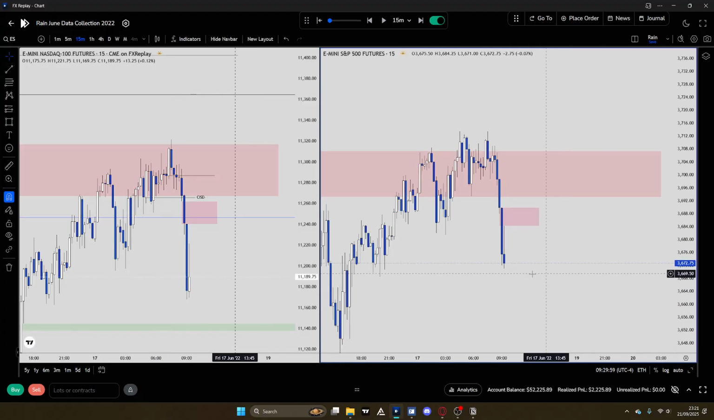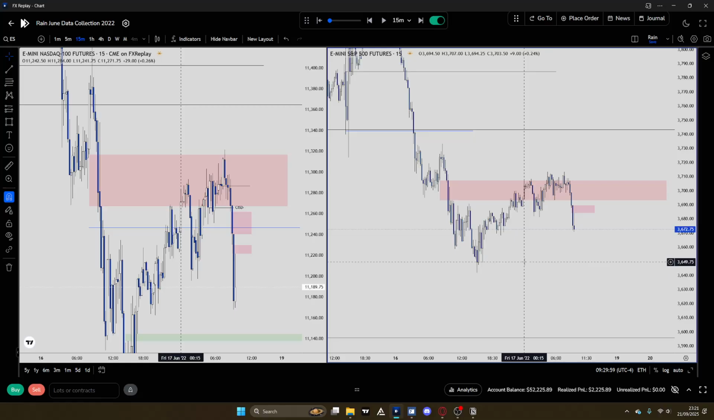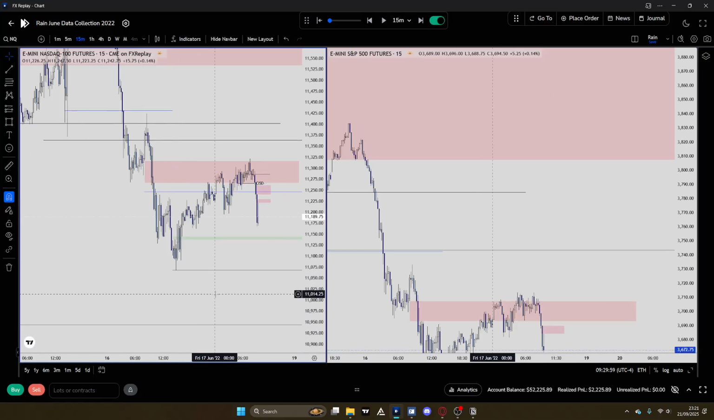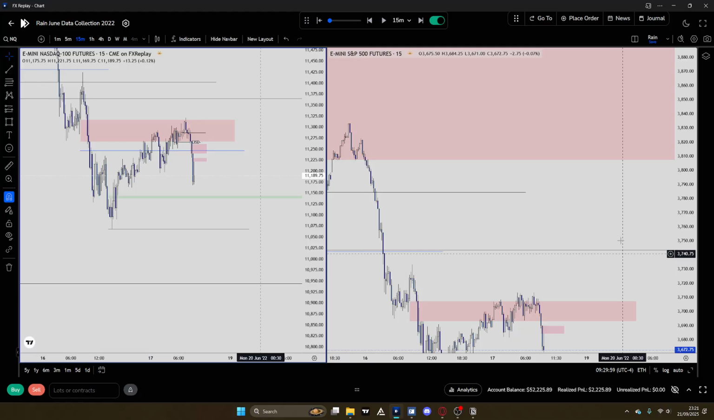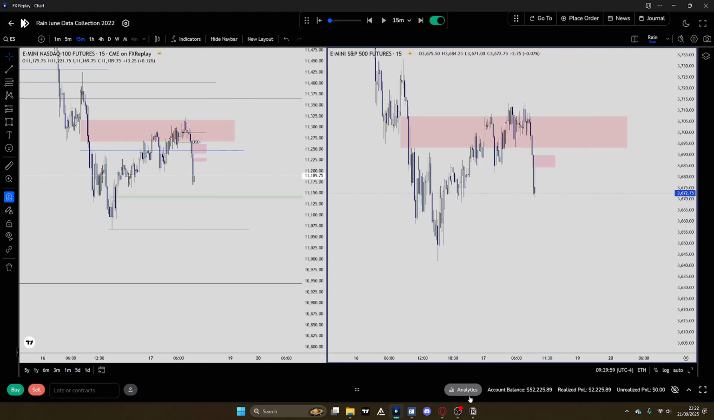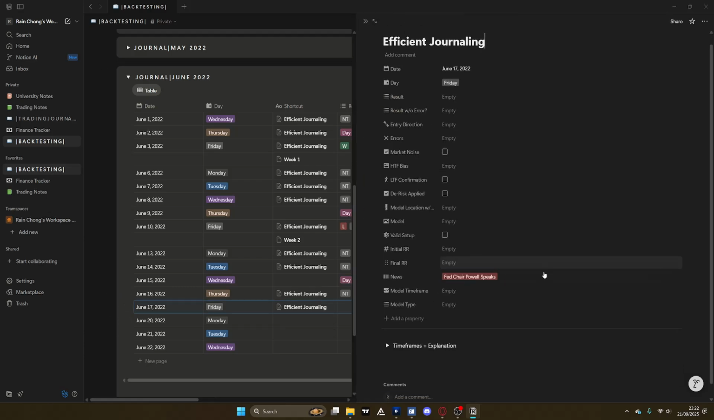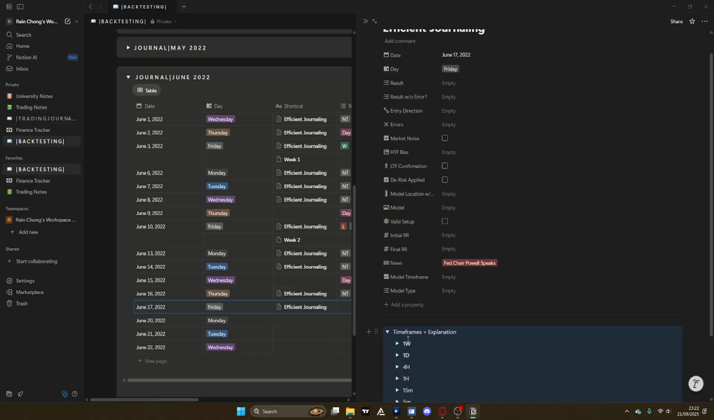Same thing on ES, but oh, actually, we'll do this. Mark both of them out. And yeah, so I want to see lower prices, but risk off or partial at this 1-hour BISI. Yeah, so let's journal.